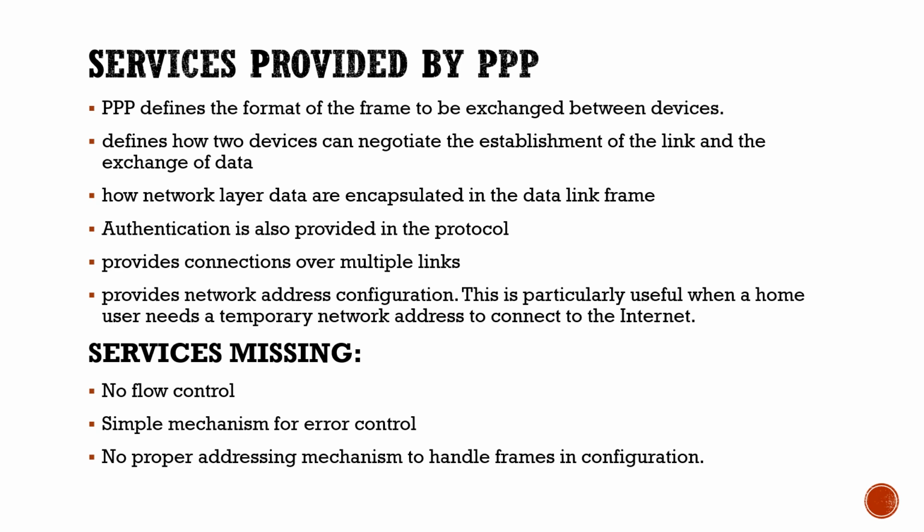So now we'll discuss the services provided by the point-to-point protocol. First, it defines the format in which the data is going to be exchanged between the devices. That is, it defines the format of the frame. Next, it negotiates with the two devices. If there are two devices, it talks with them and finalizes the link, how the data is going to be exchanged. That is your second service provided.